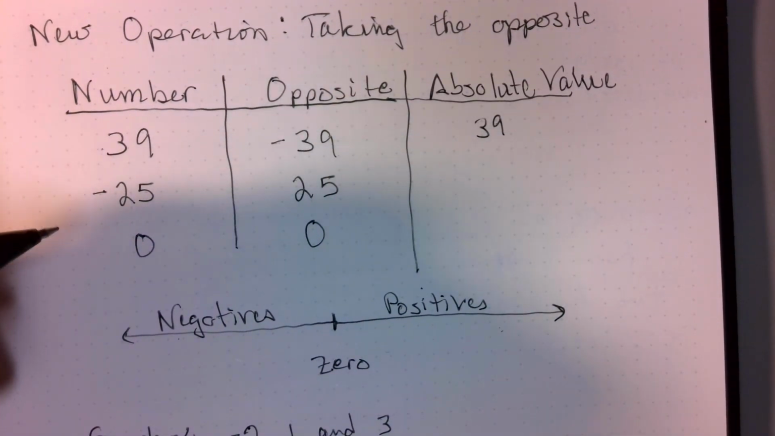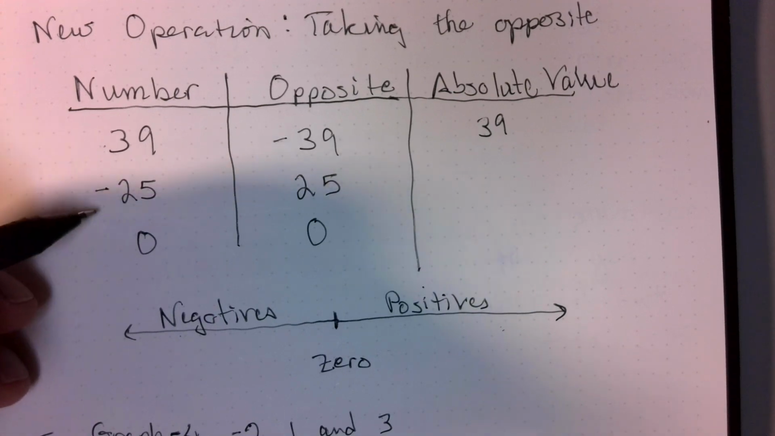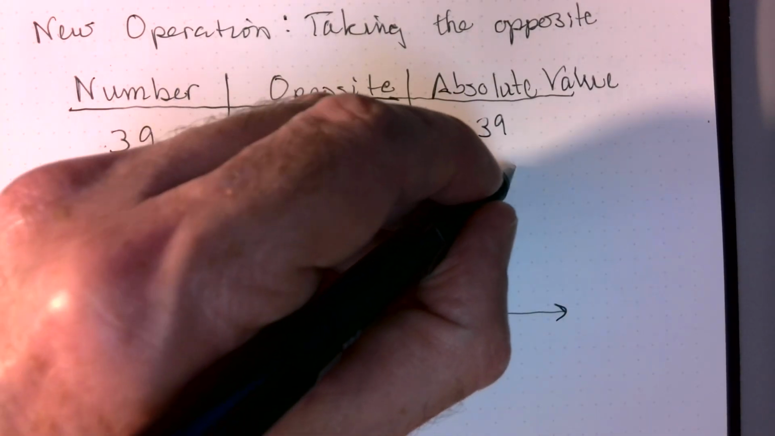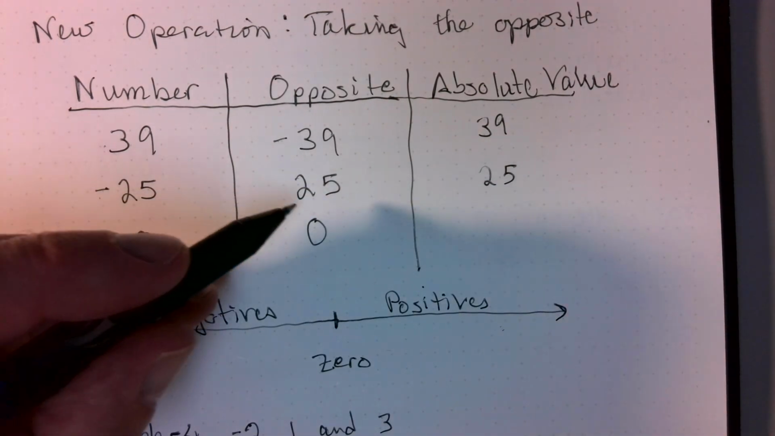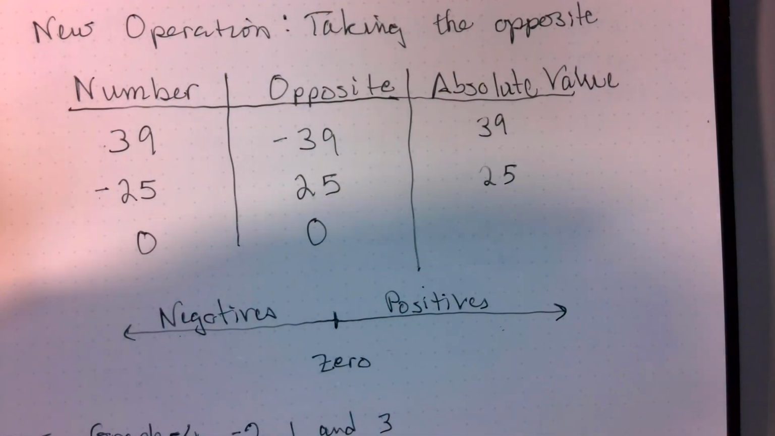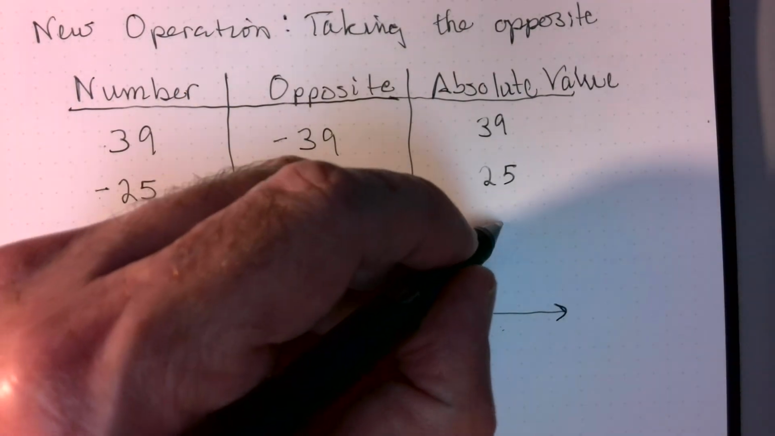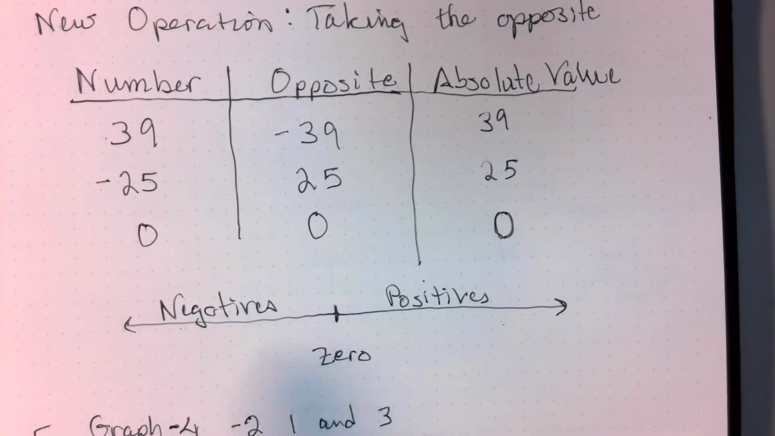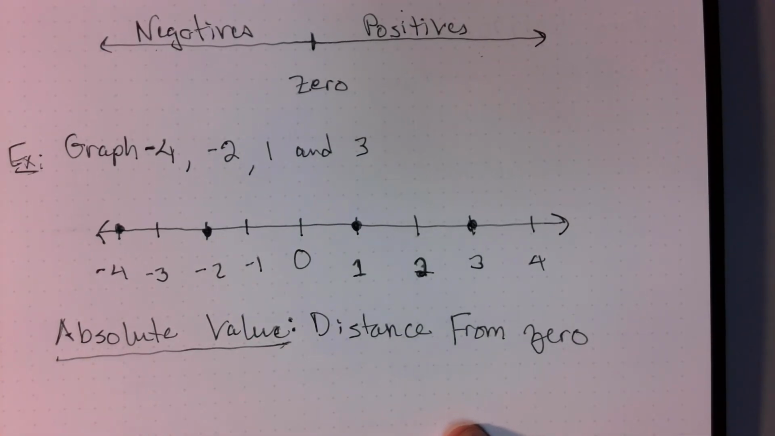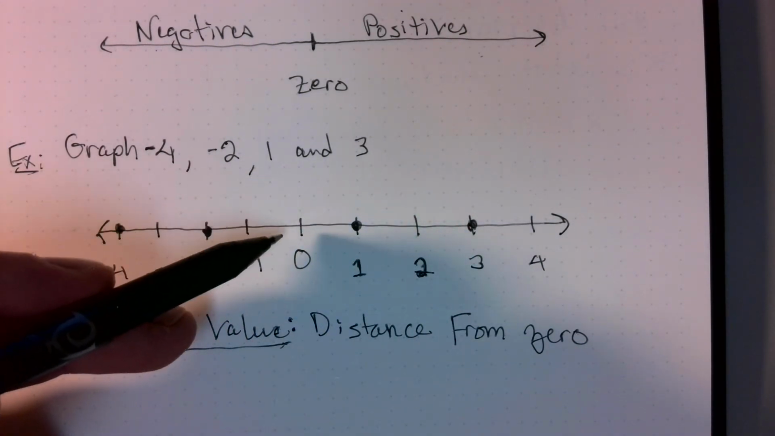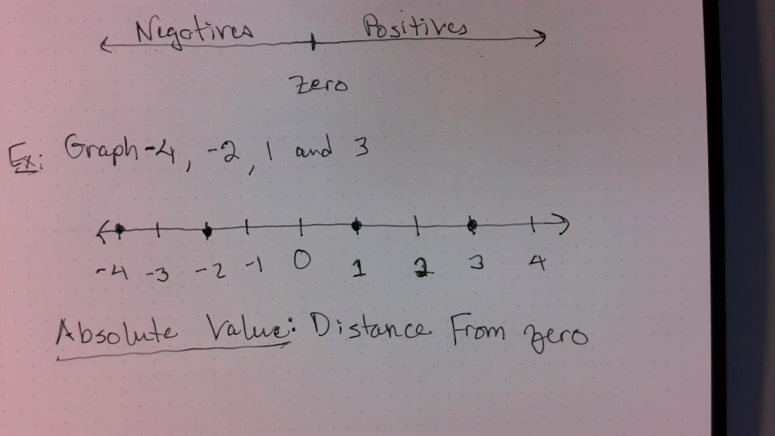absolute value 39. If I'm talking about negative 25, that would be 25 units away from 0, 25 units to the left of 0. This is 25 units to the right of 0. So both of them have absolute value 25. If I talk about the absolute value of 0, that is 0. Remember, absolute value is the distance of a number from 0. So 0 isn't any distance from 0. It's at 0 already. Okay.